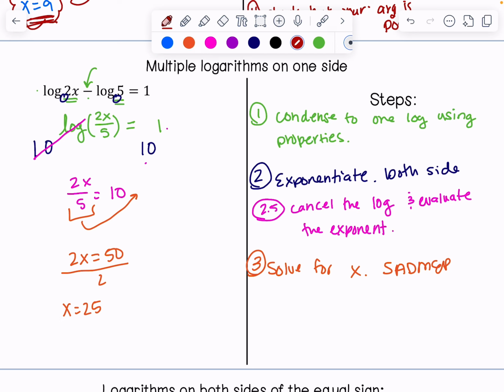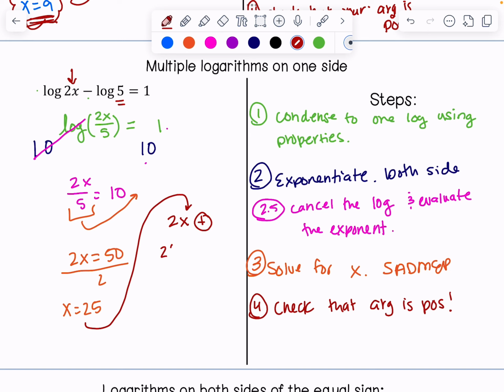Because my original equations were logarithms, and let me erase some of the stuff so we can see it a little bit better, I have to make sure that this is a viable answer. So step 4, our last step, is check that your argument is positive. This argument's 5. That's just always going to be 5. This is the argument that has an x in it. So I need to check that 2x is a positive number. I'm going to plug in x. So that's going to give me 2 times 25. Well, positive times a positive is a positive. So I am good to go. This is a viable answer. This would be my final solution.